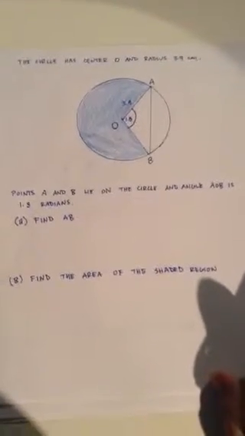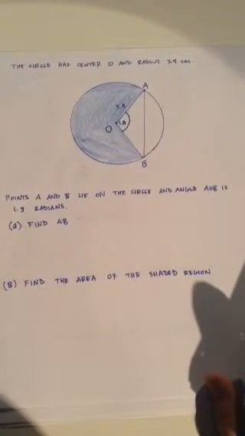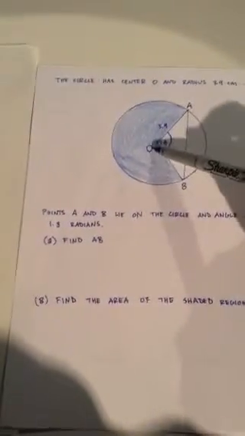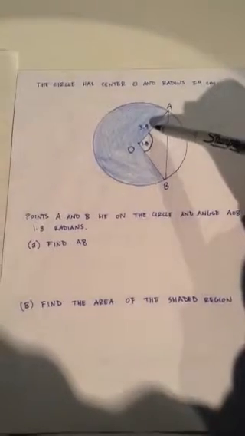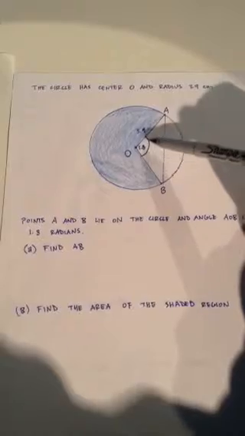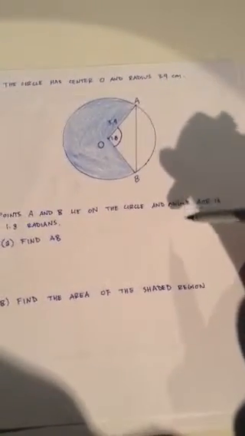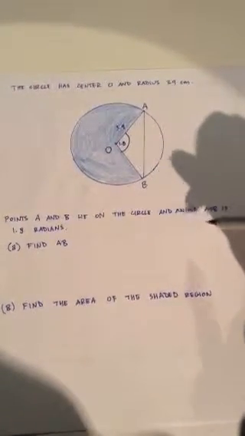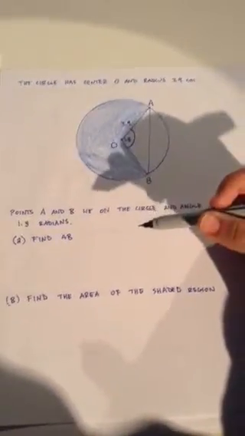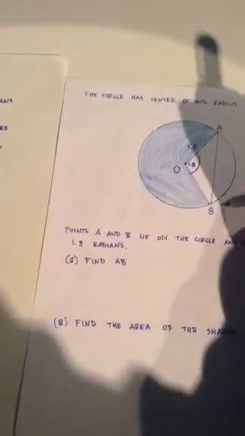When you see a circle problem like this one, it says the circle has center O and radius 3.9 centimeters. So we got this center right here, center O. This radius is 3.9, and it's got theta 1.8, like your angle right here. Points A and B lie on the circle, and angle AOB is 1.8 radians, so your theta. And find arc AB, so we're trying to look for this arc right here.